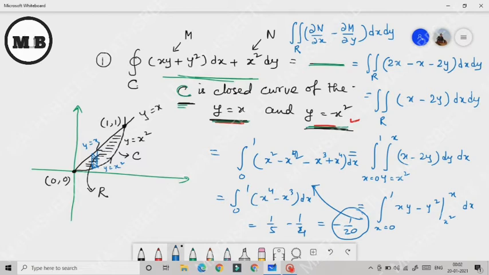Okay, yes, the answer of this one is going to be minus 1 by 20. Because it is a NAT type problem, all the hard work you need to do very carefully, and special effort should be put on the calculation. Okay, fine. So this is your first question, and I hope you got the idea of how to proceed with such problems.